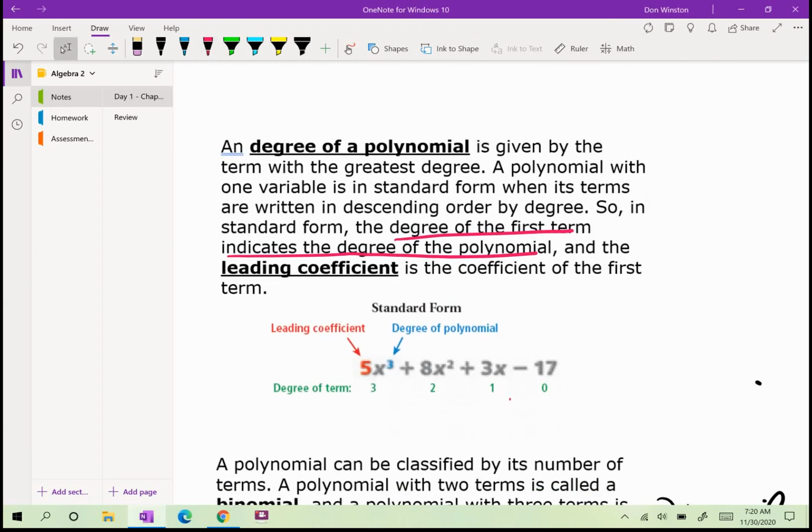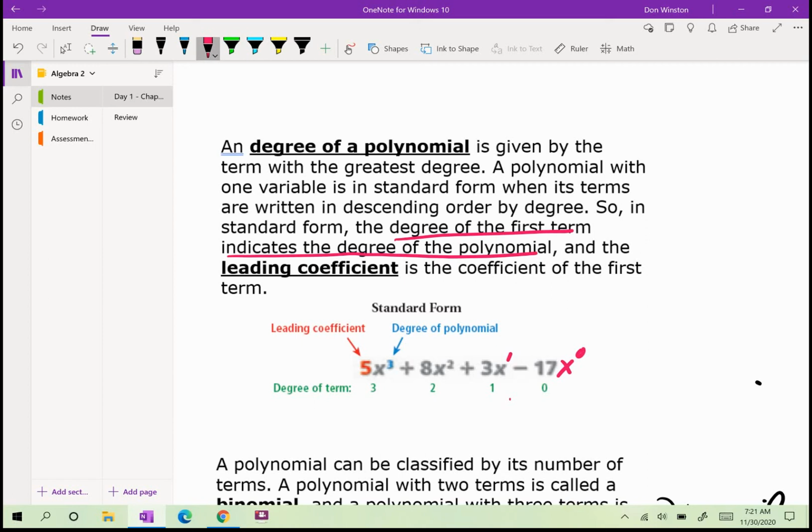So here I have 5x cubed plus 8x squared plus 3x minus 17. The degree of 5x cubed is 3. The degree of 8x squared is 2. The degree of 3x is 1. Again, I could write 1. And the degree of negative 17 is 0 because I can write negative 17 times x raised to 0. Well, that's the degree of each term. But the degree of the polynomial would be 3.